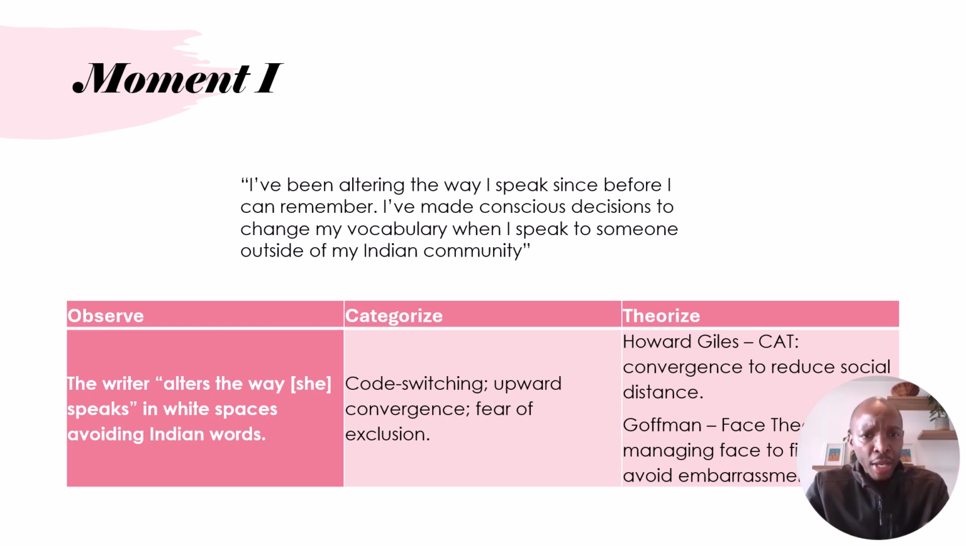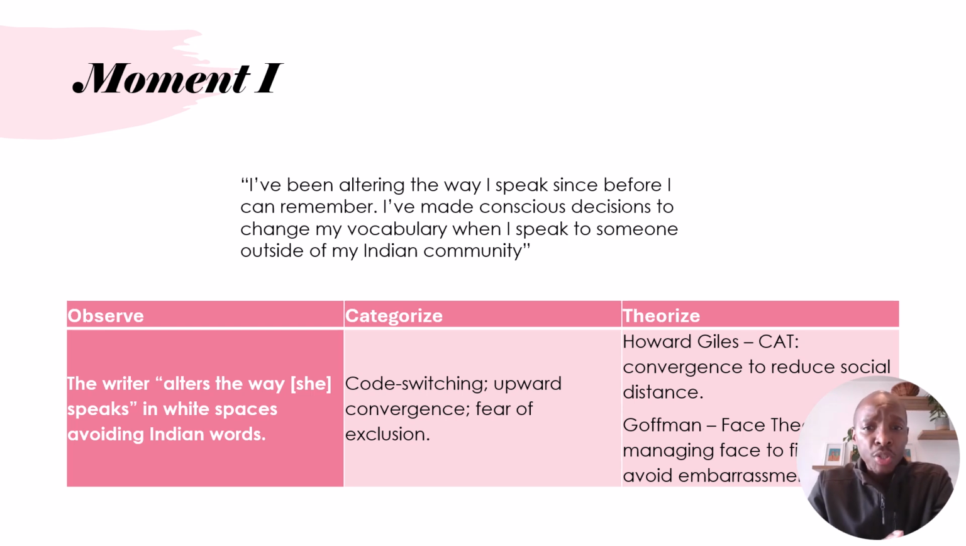So that's my observation. I see that, and when I'm categorizing, I'm thinking about what terms can I draw on. One term that's also given in the text is code switching. You might have come across that. I can also hear the word convergence, right? And in particular, upwards convergence. One might argue that it's upward convergence. And there's also this idea of fearing being excluded. Right? So those are some of the terms, some of the concepts that I can name.